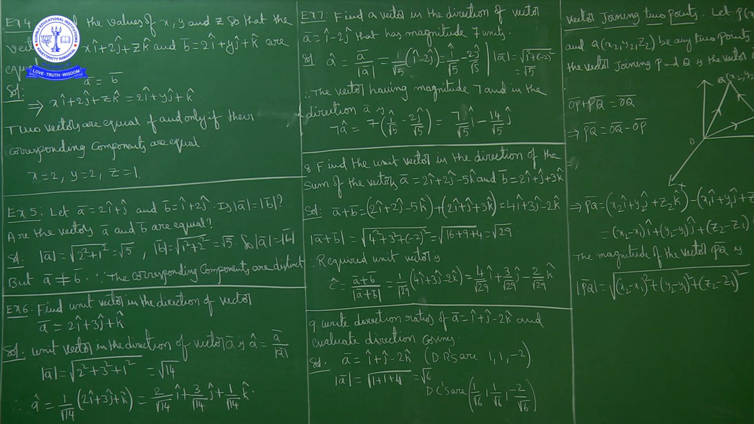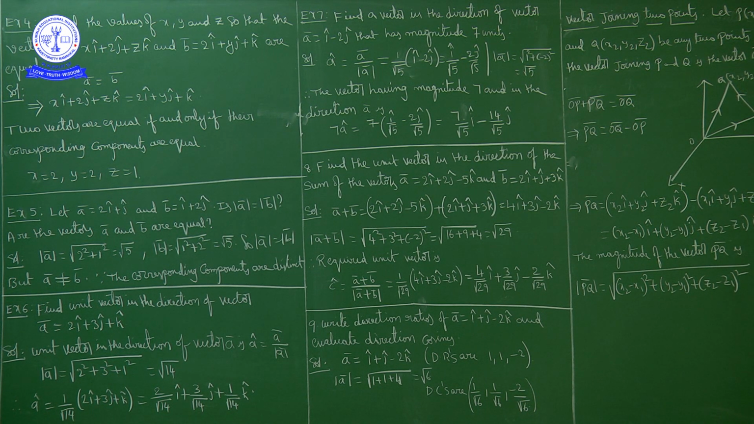Okay, next question. Example 6. Find the unit vector in the direction of vector a bar, 2i cap plus 3j cap plus k cap. Already I gave the formula for unit vector. Unit vector in the direction of a given vector is the vector divided by its magnitude.